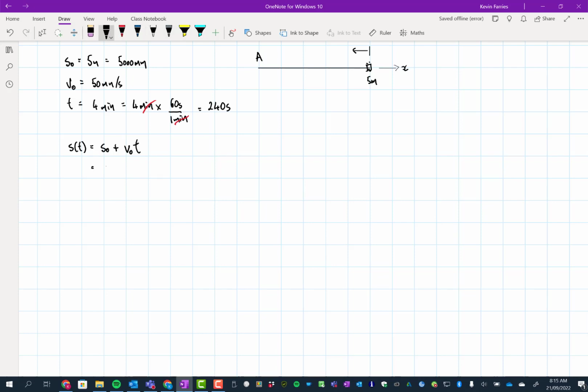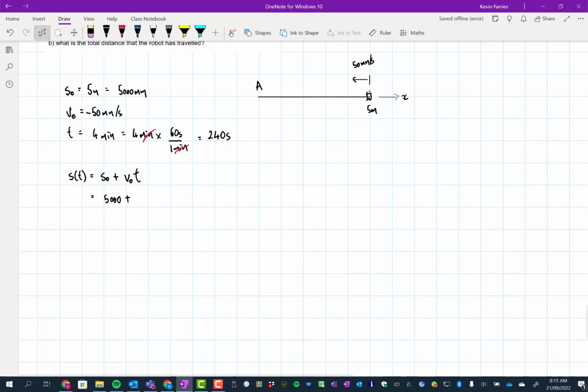So we're going to have S naught is equal to 5,000 plus. Now I just need to be careful with this. It wasn't 50 millimeters per second, it was negative 50 millimeters per second, so it's heading in the negative direction. So we're going to get S naught is 5,000 plus negative 50 millimeters per second times 240 seconds, which is equal to 5,000, it's going to be a 1,200, I think, isn't it?